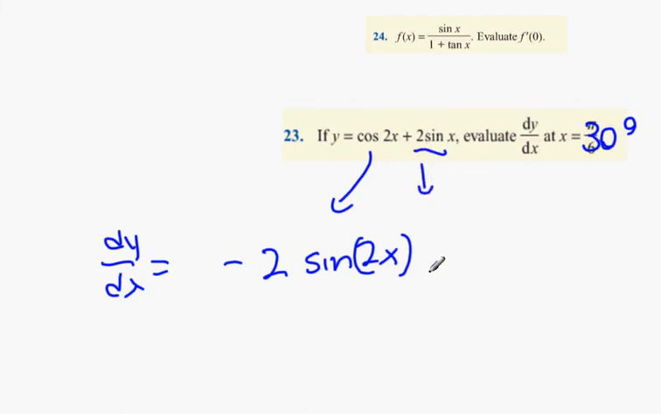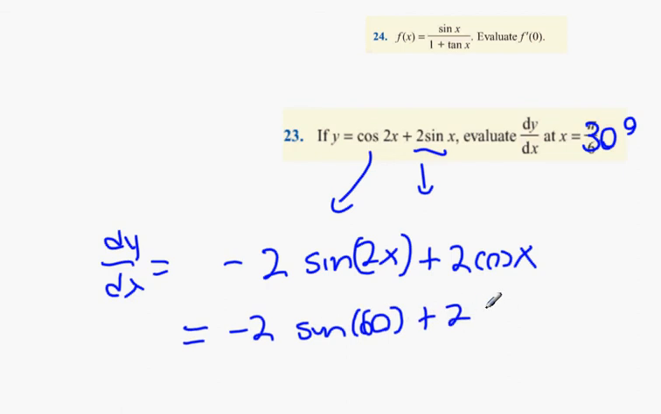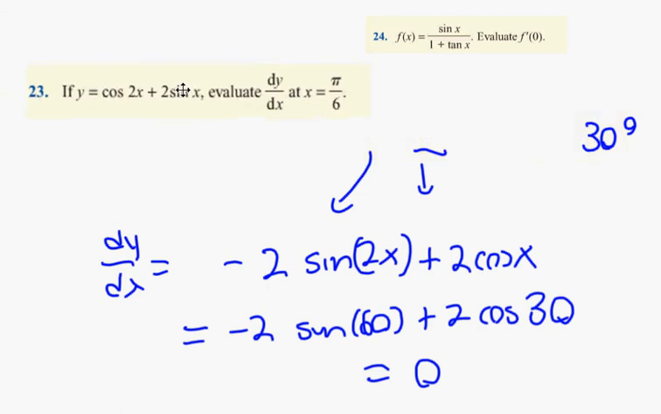The 2 goes directly down. It's unaffected by the derivative. And then sine x we differentiate into cos x. Replace everything with 30, so it's going to be minus 2 sine 60 plus 2 cos 30. Put it into the calculator, and what we get is 0. The answer for this one is 0. That was not too bad a question. It was nice and short actually.